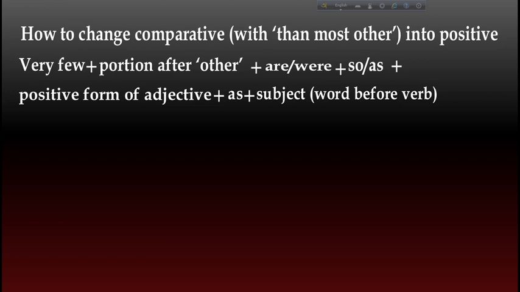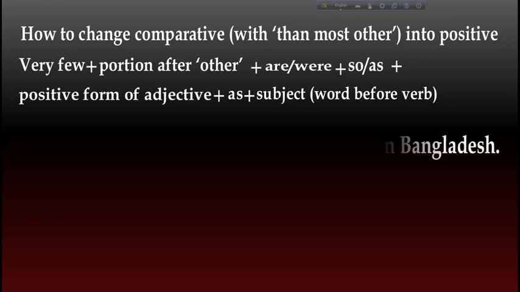So you should use very few plus portion after other plus are or where plus so or as plus positive form of adjective plus as plus subject word before verb. Dear learners, in the previous structures we can find the use of no other. Here we find very few. It is almost for than most other. When we find than most other in a comparative sentence, we will use very few in the positive sentence.